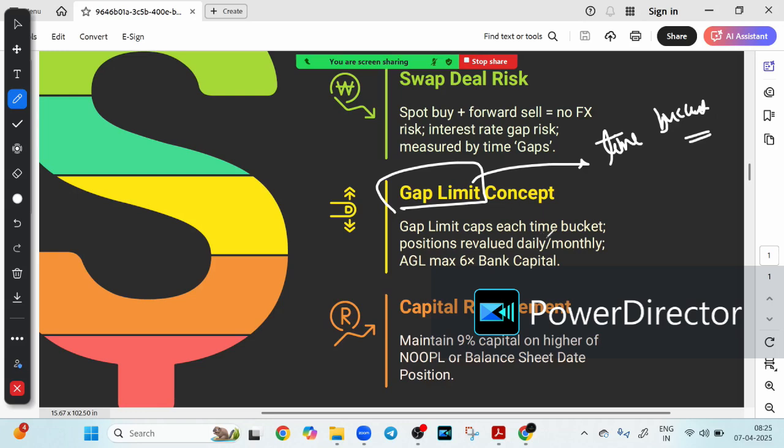Positions are revalued on a daily or monthly basis, and the bank must make sure that their AGL stays within a cap. What is the meaning of AGL? AGL means average gap limit. It is linked to their capital base. That is called the gap limit concept. If the gap limit increases, then obviously it is exposed to interest rate gap risk. So to curtail that, AGL has been placed, which is a maximum of 6 times the capital base, right? This question is frequently asked. What is AGL? Average gap limit.